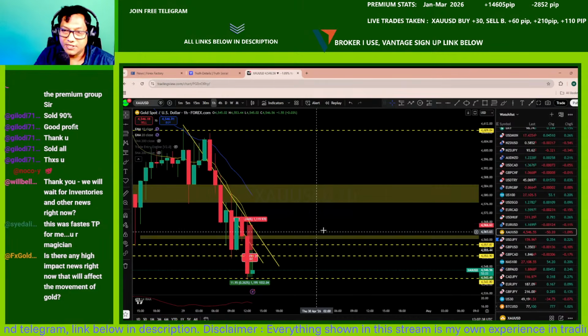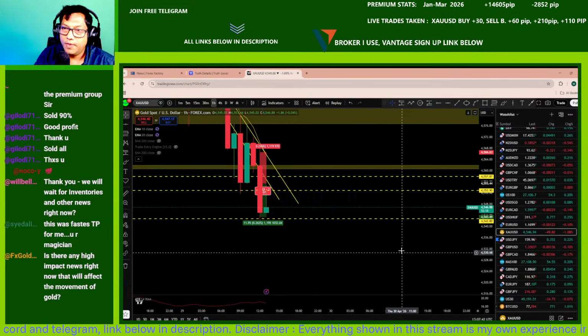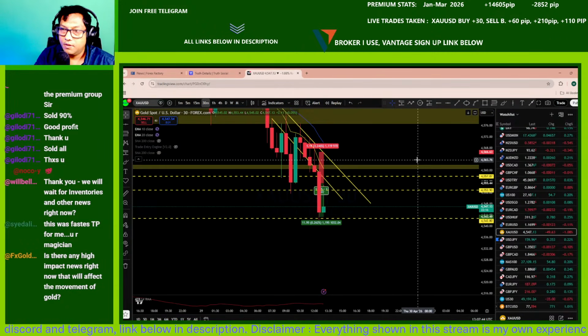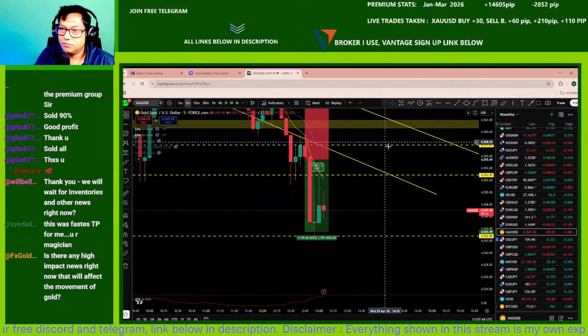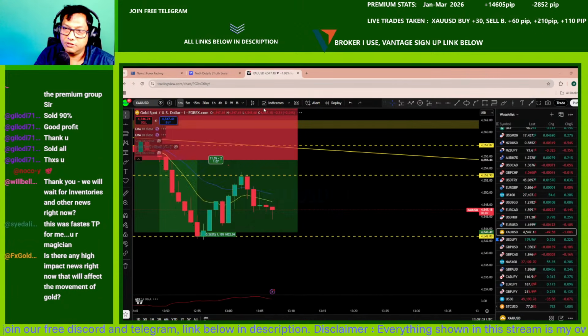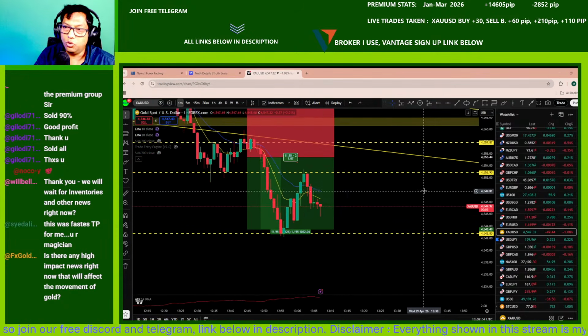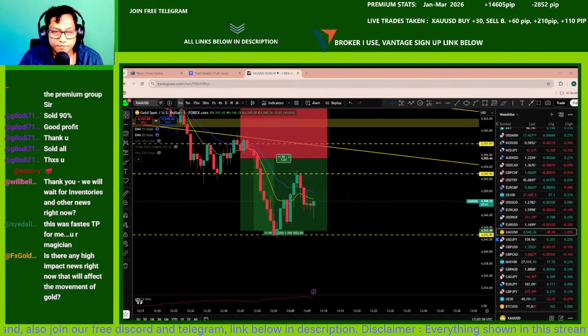Gold is also melting down here to the support, and that's a pretty long price action that you can see in this area. So I'm still down on gold, that means in a downtrend.